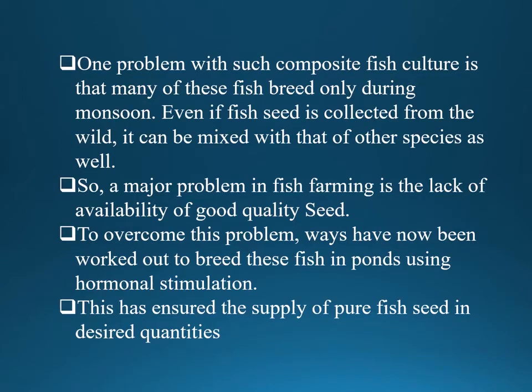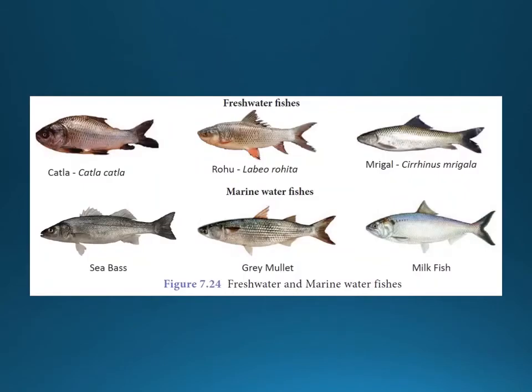To overcome this problem, it has now been worked out to breed this fish in ponds using hormonal stimulation. Through hormonal stimulation, uniform, good quality seed can be obtained. This has ensured the supply of pure fish seed in desired quantities. Whatever kind of fish seedling we want, we can produce through hormonal stimulation. Right? Then these are examples for fishes.